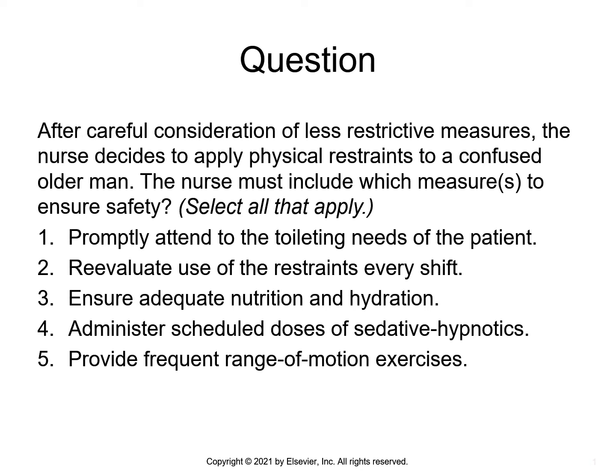After careful consideration of less restrictive measures, the nurse decides to apply physical restraints to a confused older man. The nurse must include which measures to ensure safety? 1. Promptly attend to the toileting needs of the patient. 2. Reevaluate use of the restraints every shift. 3. Ensure adequate nutrition and hydration. 4. Administer scheduled doses of sedatives or hypnotics. 5. Provide frequent range of motion exercises. The correct answer is 1, 3, 5.